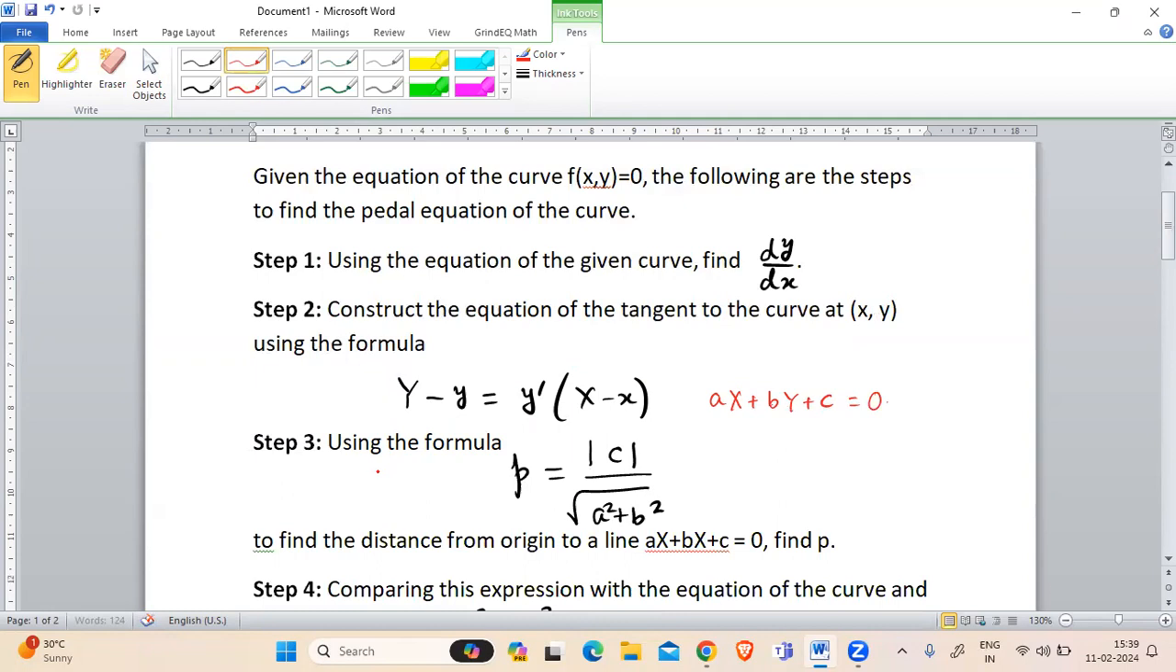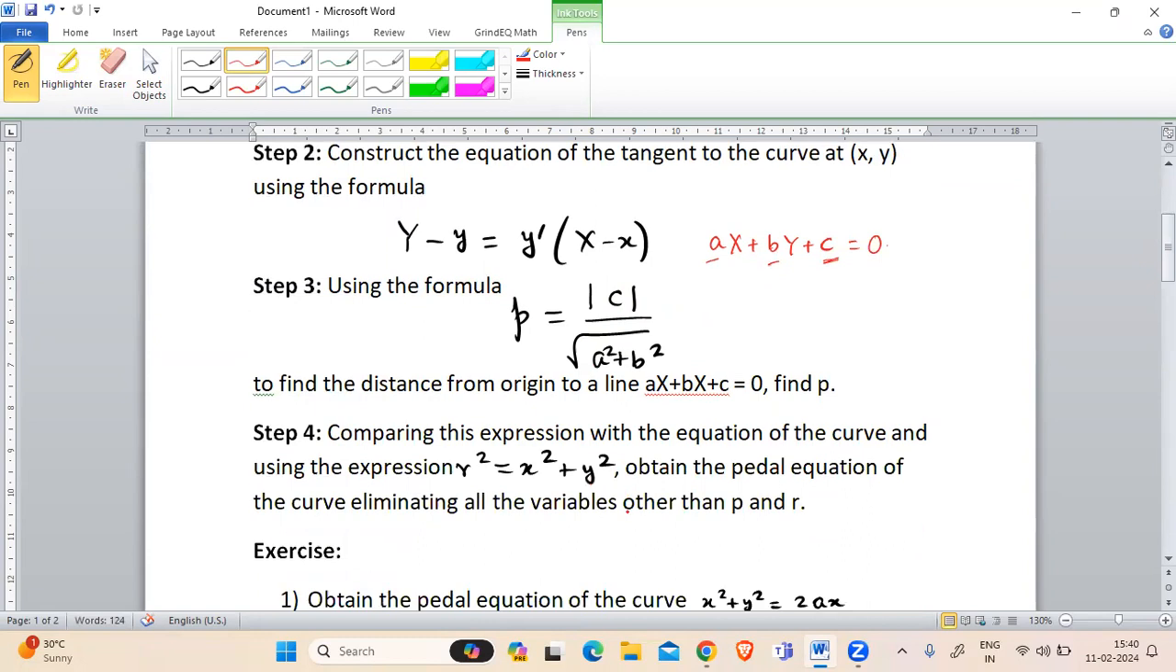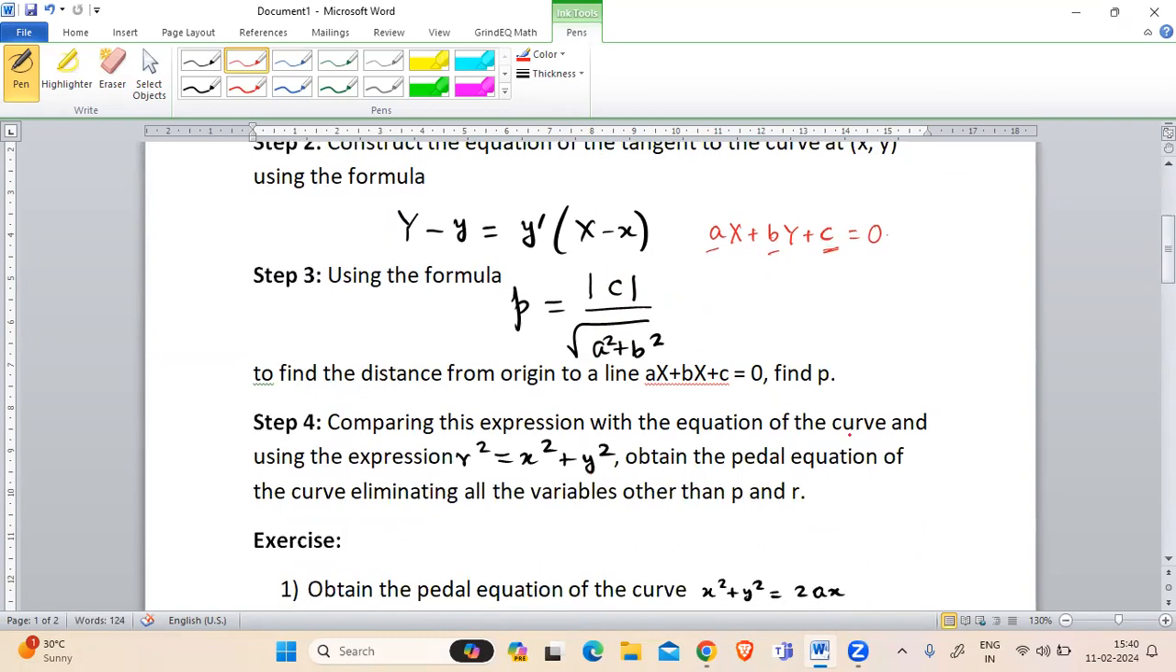Once that is done, in the next step, we find the perpendicular distance from the origin to this tangent using the formula p = |c| / sqrt(a² + b²), where c is the constant in the equation of the tangent and a and b are the coefficients of X and Y. Once we have found p, in the next step we compare this equation with the given equation of the curve, and also we use the equation r² = x² + y², which is very well known to all of us, to find the pedal equation of the given curve, eliminating all the variables other than p and r.